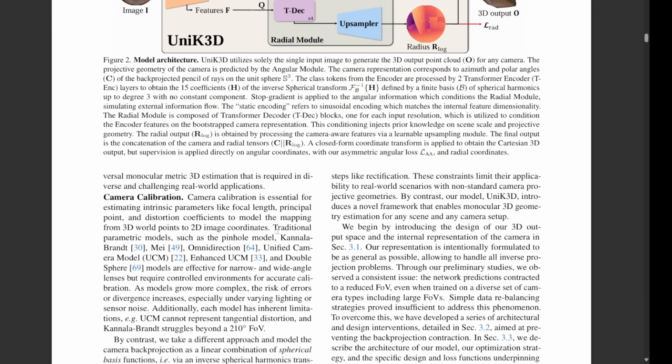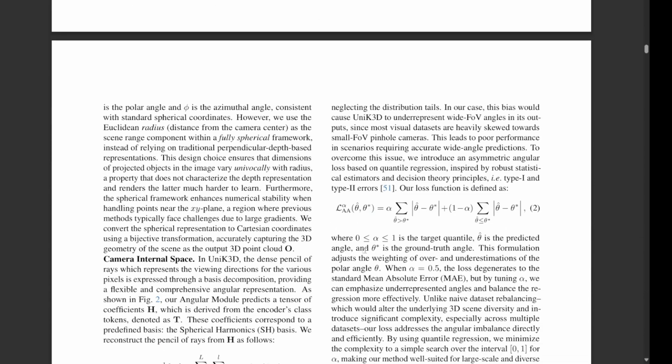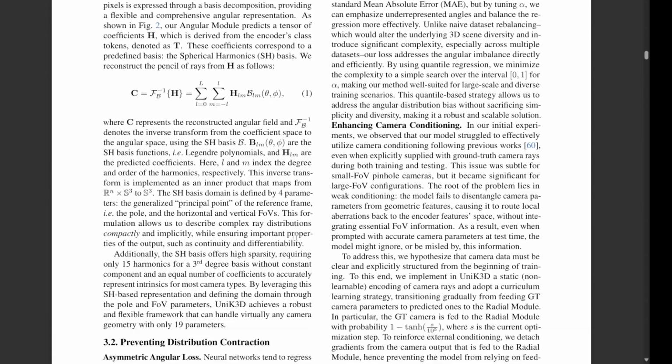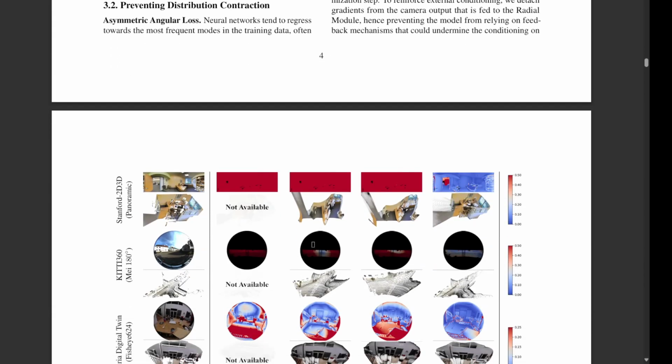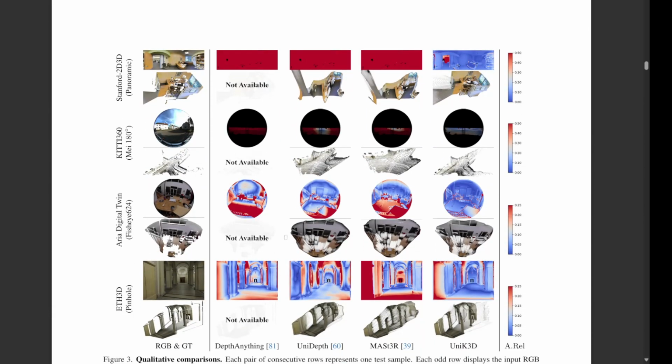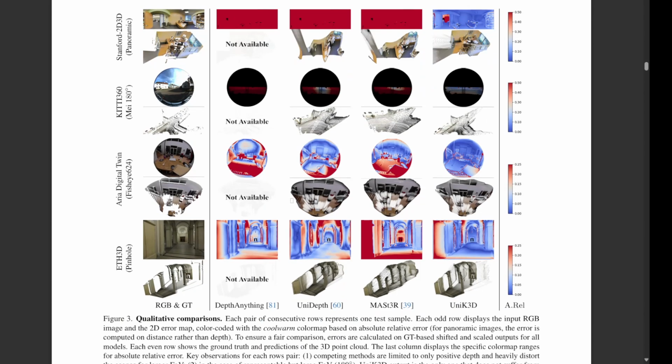Got it. Then there's the angular module. This takes those global summary tokens from the encoder. Using transformer encoder layers, its job is to predict those crucial spherical harmonic coefficients, plus a couple of other high-level parameters. Basically, this module figures out the camera's overall viewing geometry, the angles for all the pixel rays. This is where the SH coefficients get predicted, the camera modeling part.